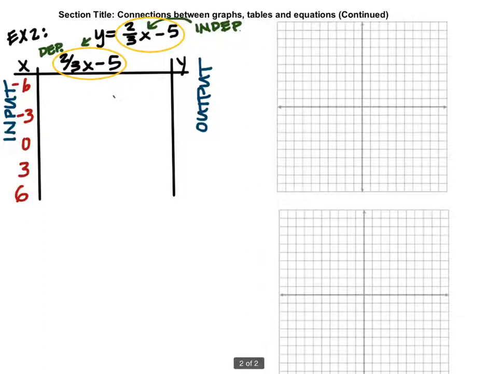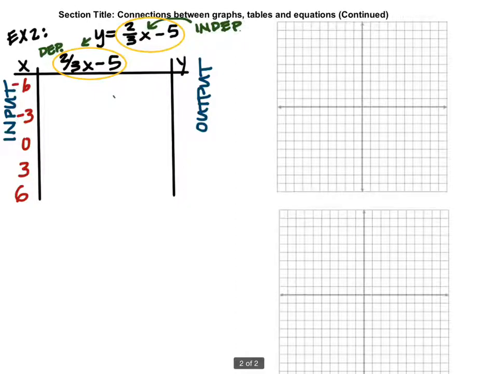Now, I've chosen values that are multiples of 3 strategically. This is a huge important piece for us. When I take a look at my x values, my input values, again, they're multiples of 3. You've got negative 6, negative 3, 0, 3, and positive 6. The reason is because we have this fraction and the denominator is 3. When I have a fraction in front of my input that I'm multiplying, I always want to use multiples of that denominator.